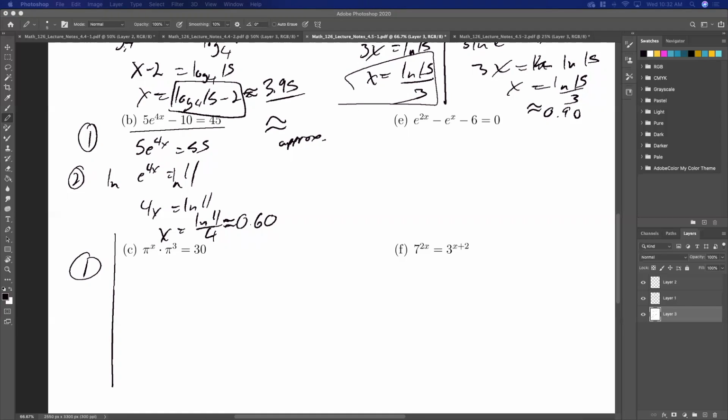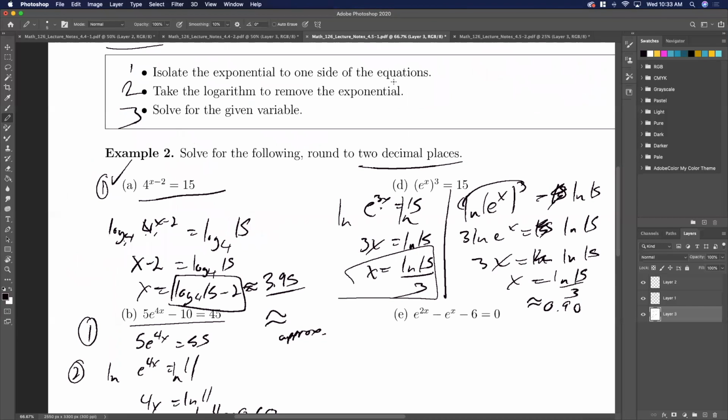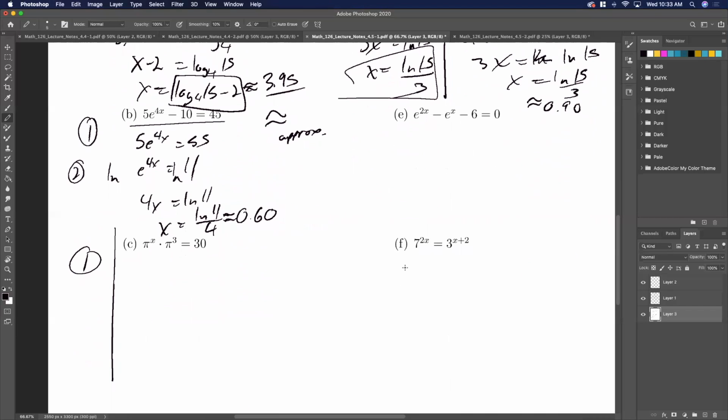All right. Let's do this slowly. So here, I want to isolate the exponent to one side of the equation. If I multiply pi to the x times pi to the third, I can just add up the exponents. So I get pi to the x plus 3 equals 30. So I gave you the first step. I'll see if some more people can crunch here and give me some answers. Does that make it clear how to start?